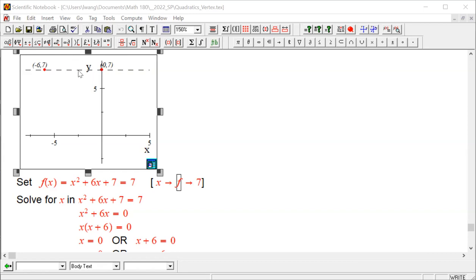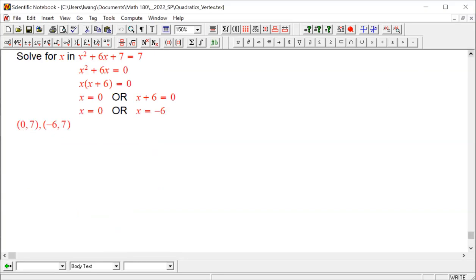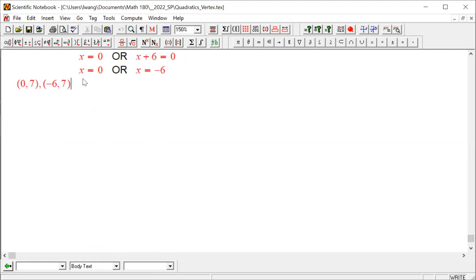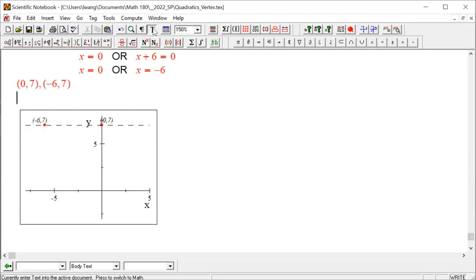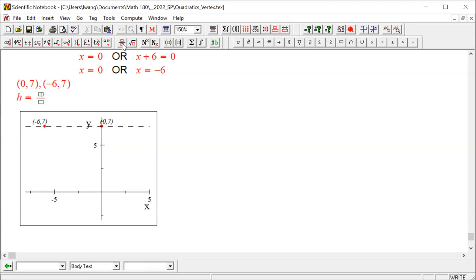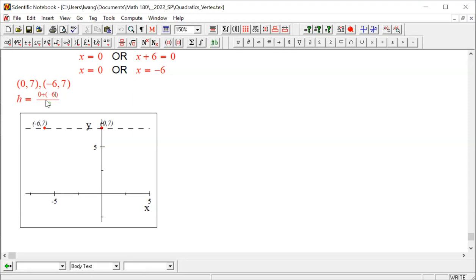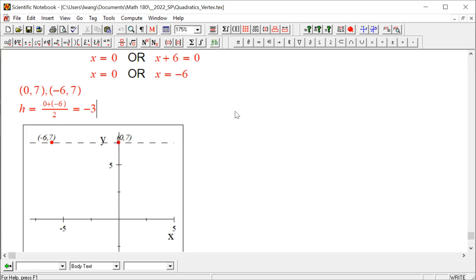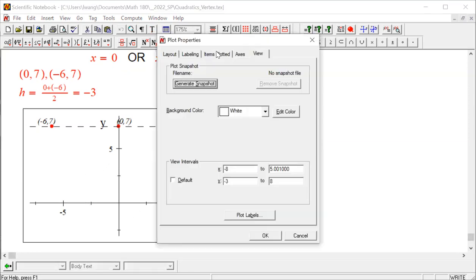know that there's a line of symmetry right in the middle. So that x is going to be the middle of -6 and 0. How do we find that number? Between 0, 7 and -6, 7, I'm going to bring that picture down here. The h is going to be equal to half of 0 plus -6. That's the middle point. So we get -3. We found h. The h is right in the middle, that line of symmetry, and h equals -3.